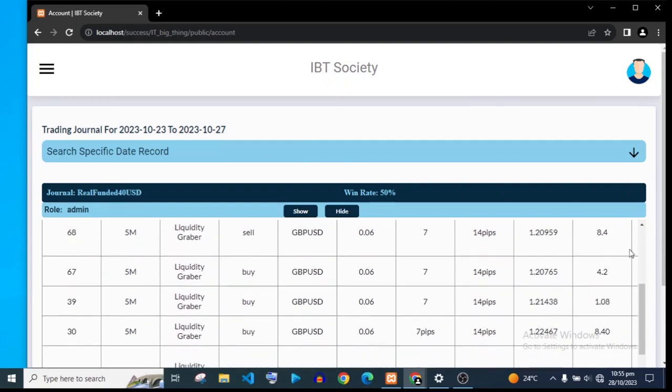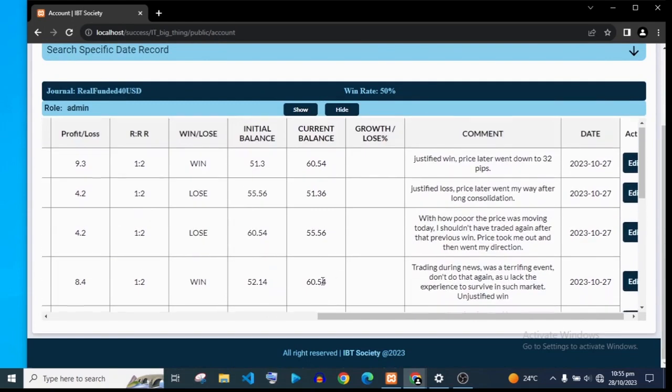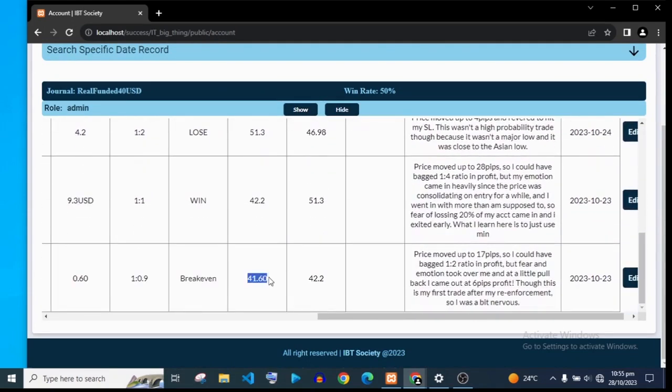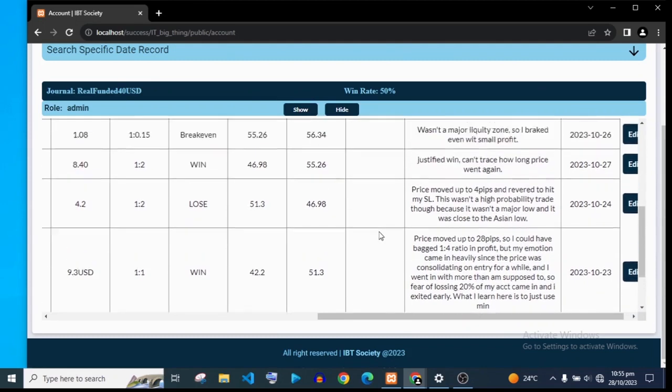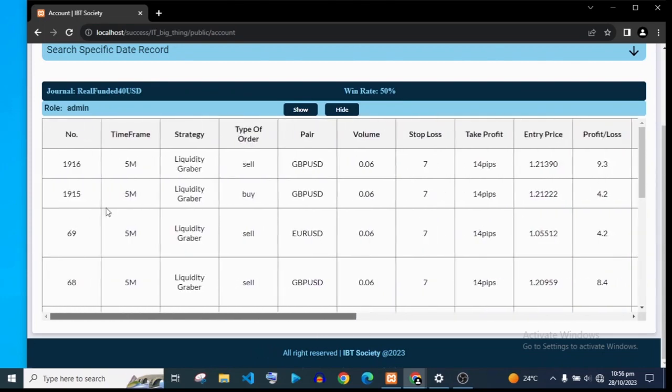So let's check my balance. Remember the balance I started with, $41.60, and I closed the week with $60.54. This is almost 50% profit. Almost 50, at least 40-something percent profit is what I made in under 1 week. So this is a good one for me, and next week we go again.